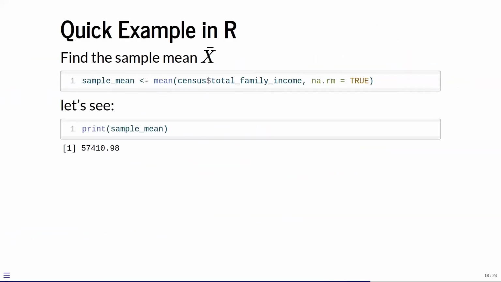Okay, as a first step, we find the sample mean, x bar, of the total family income variable. We will ignore the missing values in this calculation. So we just take the mean, and the mean is 57,000 something.